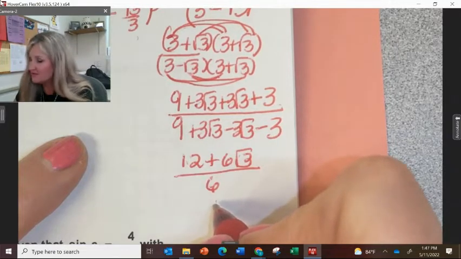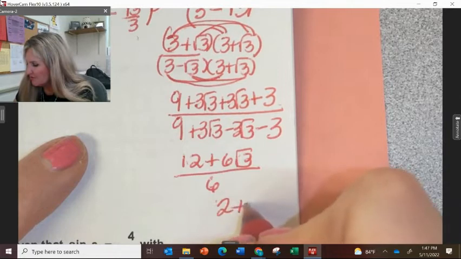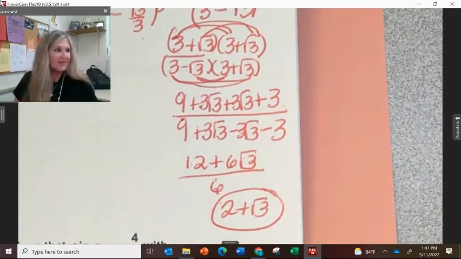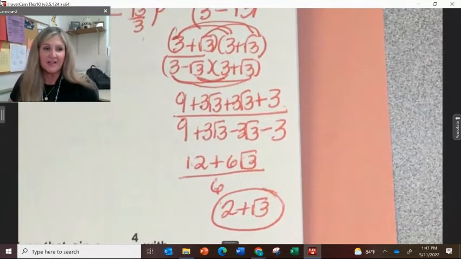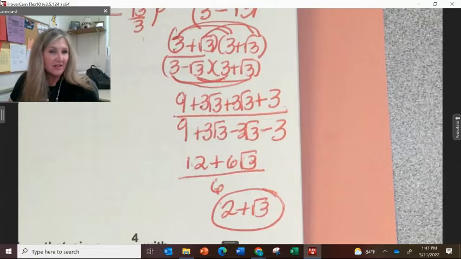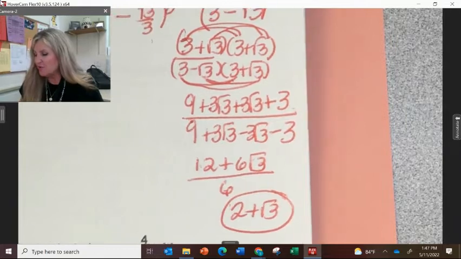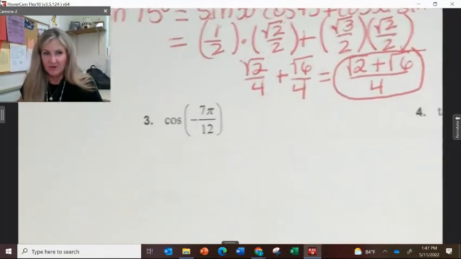2 plus radical 3. That's the answer. That's about as tough as you're going to get. Tangent is the hardest one to use. Sine and cosine are going to be what we're focusing on more. So let's do one more problem. I want to do the cosine problem.